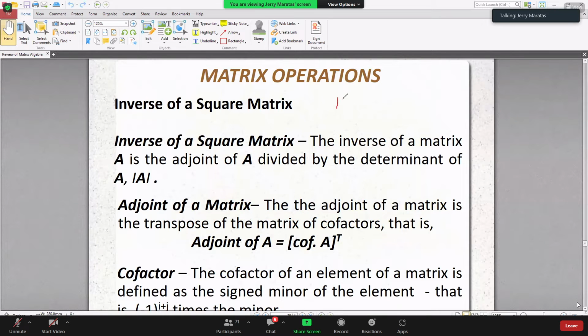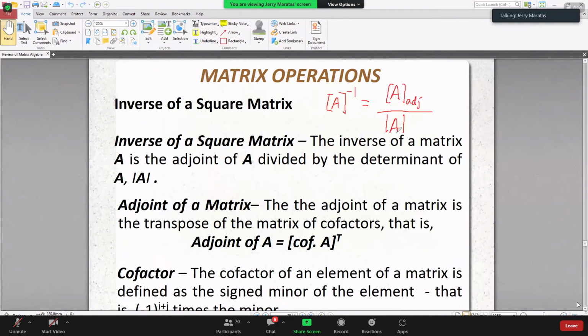The inverse of a matrix A is the adjoint of matrix A. So the inverse of matrix A is equal to the adjoint of matrix A divided by the determinant of matrix A.